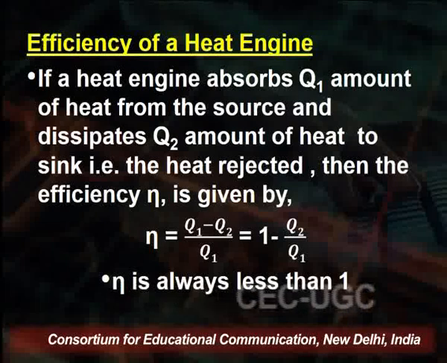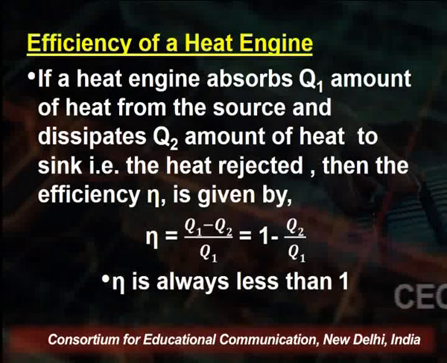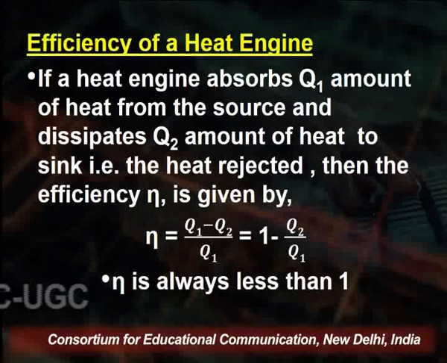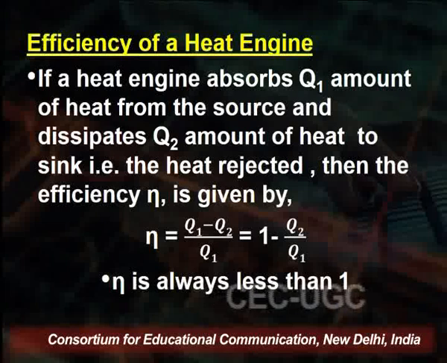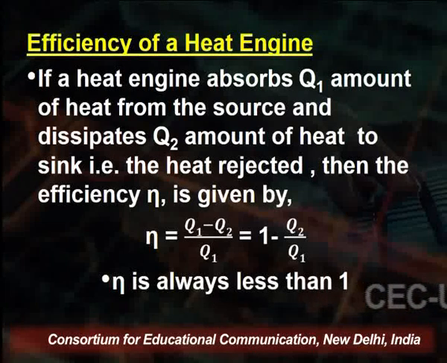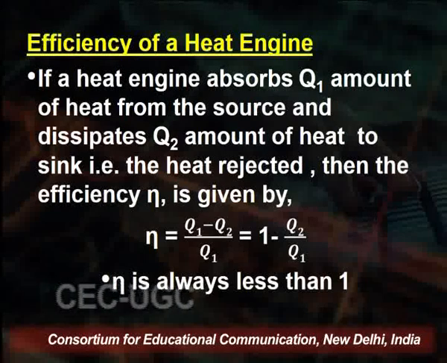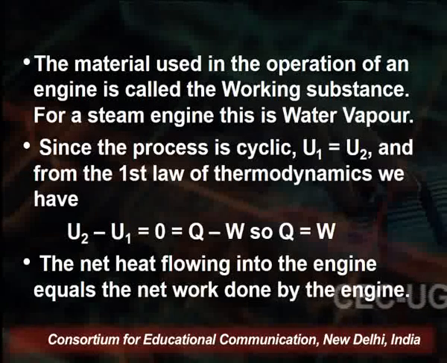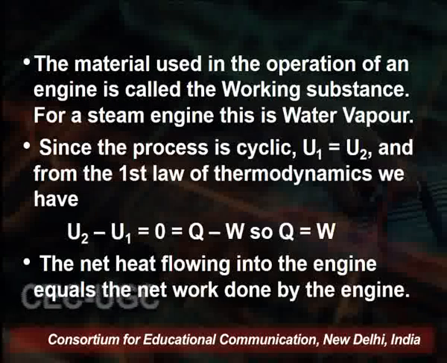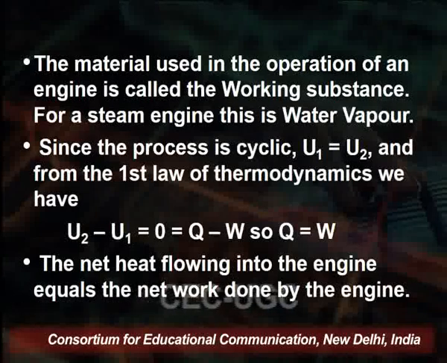and it is not possible to construct a heat engine which has 100% efficiency. What is the physical significance of 100% efficiency? It means the heat engine is absorbing heat Q1 from the source and converting the whole amount of heat to work, which is not possible. It has to reject heat to the sink. The material used in the operation of an engine is called the working substance. For a steam engine, this is water vapor. For a Carnot cycle, the working substance is the ideal gas.